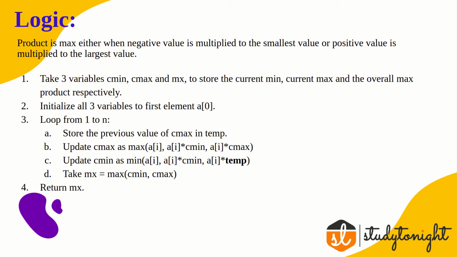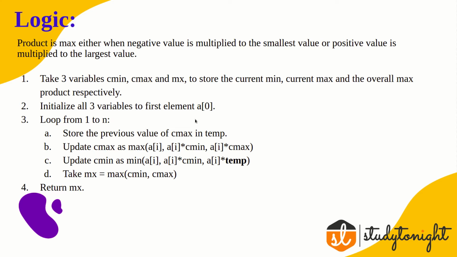Suppose we take three variables: cmin, cmax, and the overall max. I'm representing the current min with cmin, the current max with cmax, and the overall maximum value with mx, to store the current min, current max, and the overall max respectively. Finally we are going to return the max value, because this is the overall maximum product value that we have encountered among all the subarrays. Now let's come to the other logic. Initialize all three variables to the first element, a of 0.